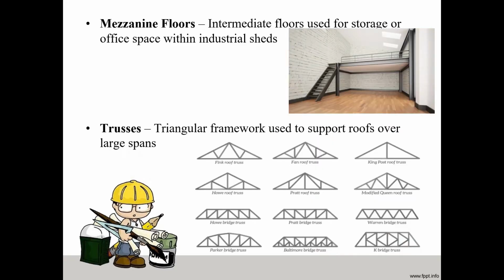Then the mezzanine floor, an intermediate floor used for storage or office space within the industrial shed. Then different types of trusses, triangular frameworks used to support roofs over large spans. These are the different types of trusses used for industrial structures.